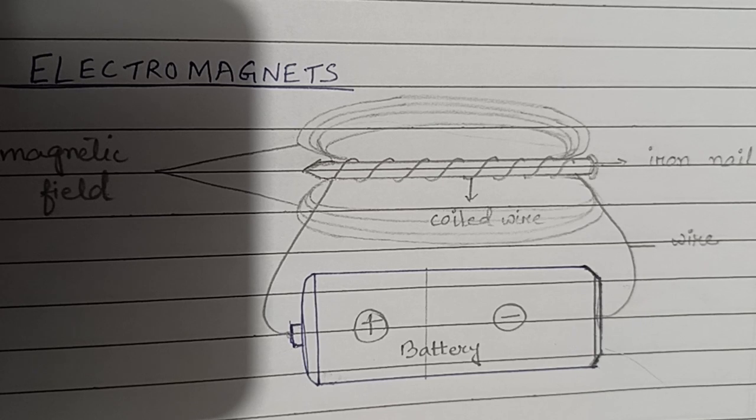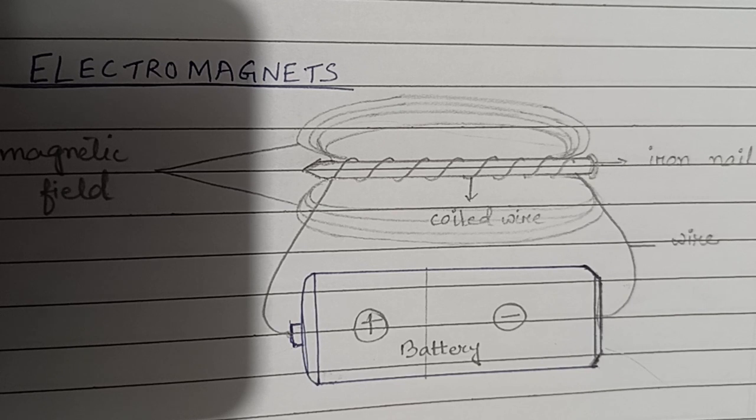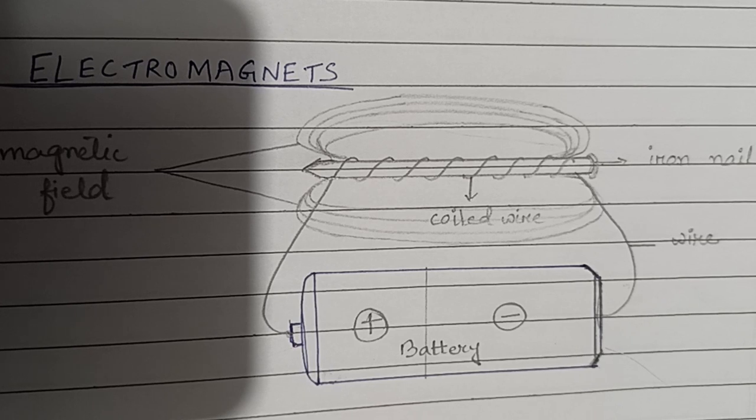Today we will see about electromagnets, and it is given in page number 145. Please all open your science book, page number 145. So let's know about electromagnets.